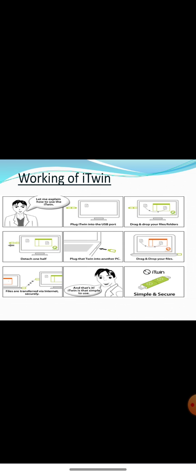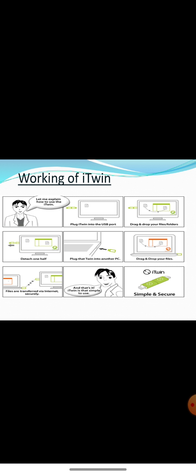When you plug in iTwin, you will see a pop-up window just as you would if you connect a USB device. Then drag and drop files into this window to share as many as you want. Then leave one of the iTwin connected to the computer.